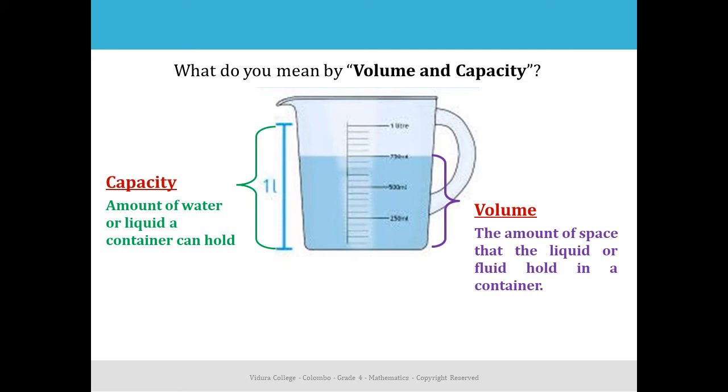Children, first of all, let us see what is the meaning of volume and capacity. As I have shown in the jar, volume means the amount of space that the liquid or a fluid holds in a container. Capacity means the amount of water or liquid a container can hold.